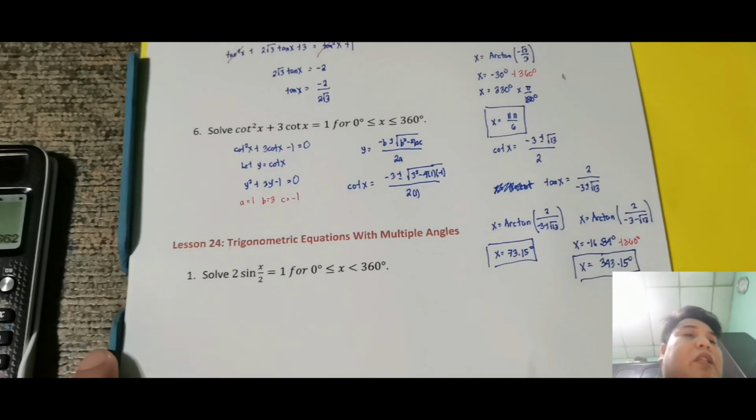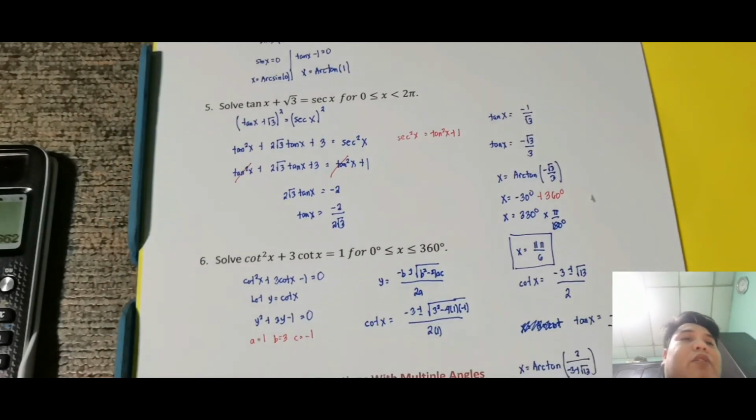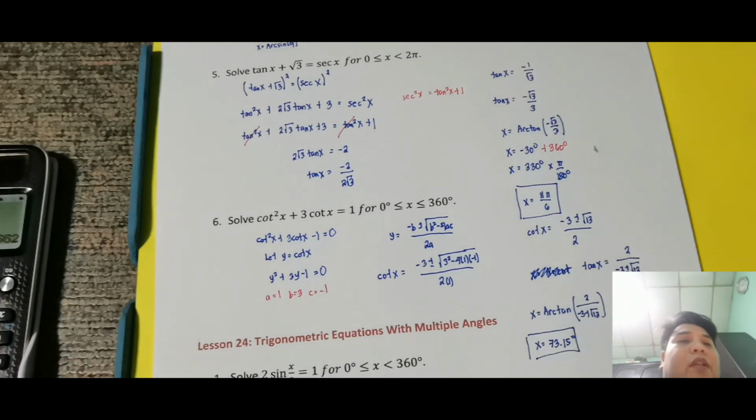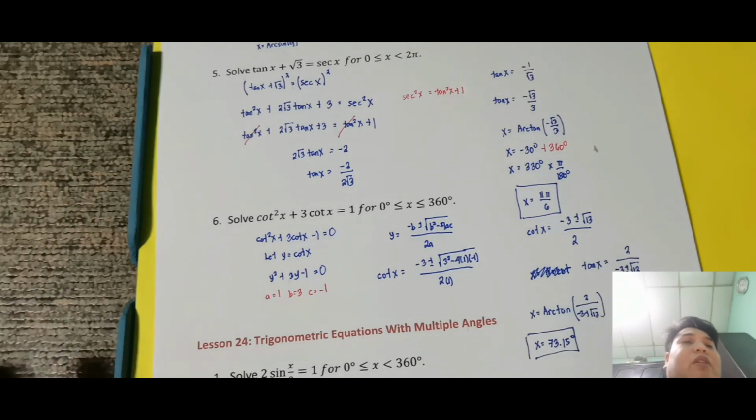So again, hoping na naintindihan mo yung ating lesson for today. Okay, so hoping din na panoorin mo yung next lesson kasi trigonometric equation pa rin but with multiple angles na. So ano ibig sabihin ng multiple angles? Maraming sagot na angle. So maraming possible na sagot sa loob niya.